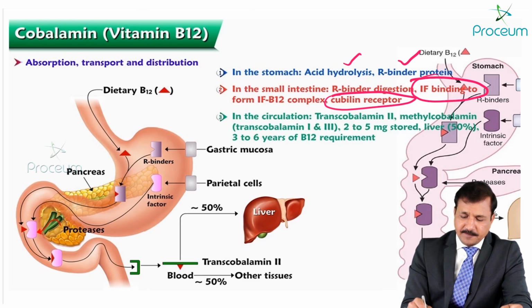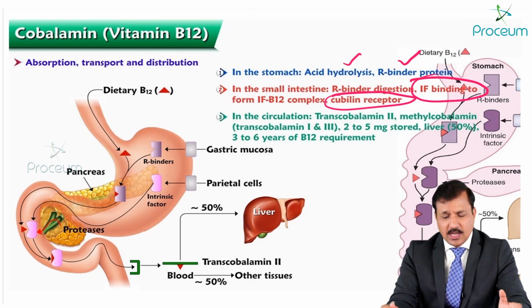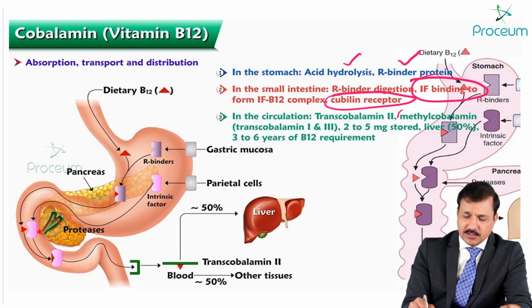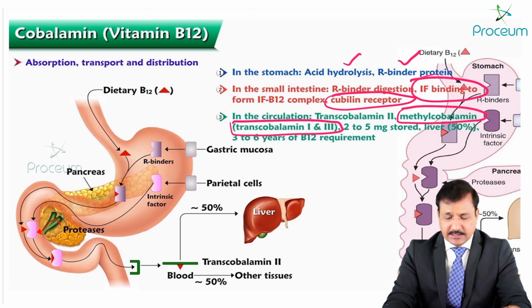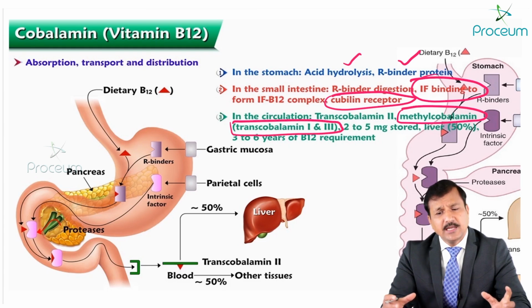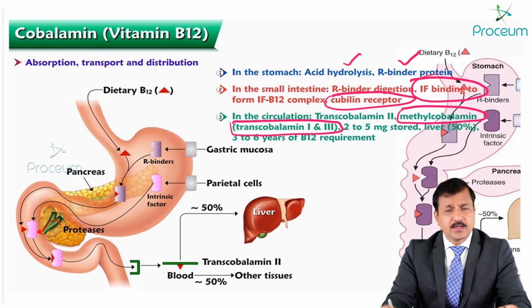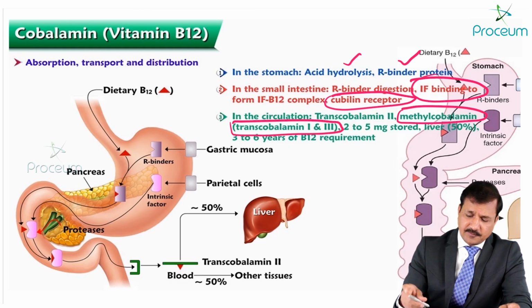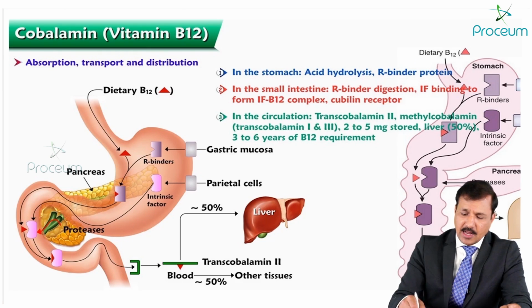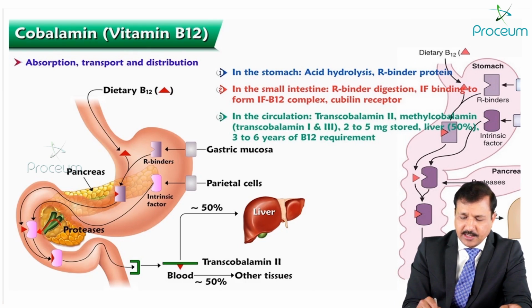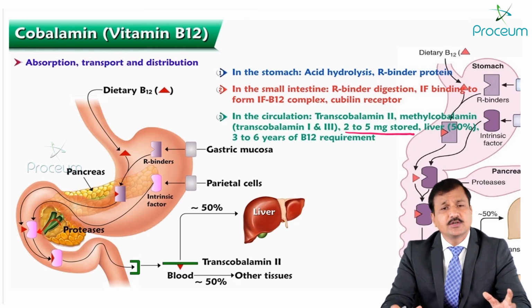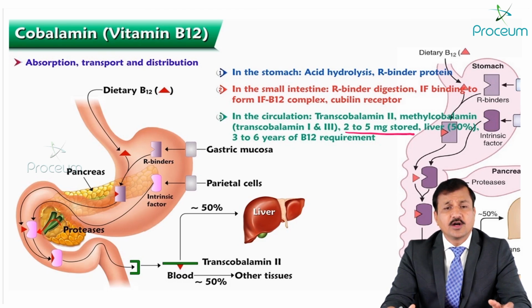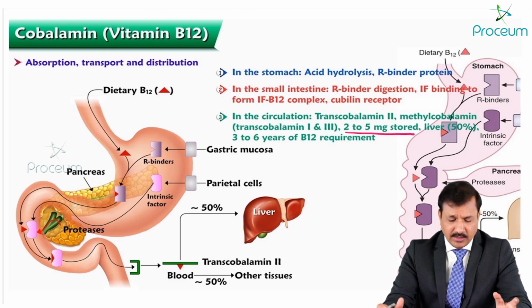Now the methylcobalamin, once it is transported to the tissues, is stored in the tissue as methylcobalamin, by binding to transcobalamin 1 and transcobalamin 3. So around 2 to 5 milligrams of cobalamin is stored in our body in total. Of that, 50% is stored in the liver, and this amount is sufficient to meet the cobalamin needs of our body for 3 to 6 years.